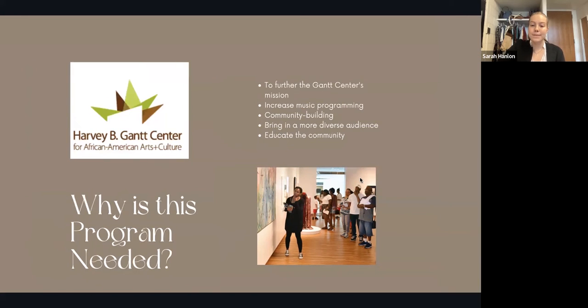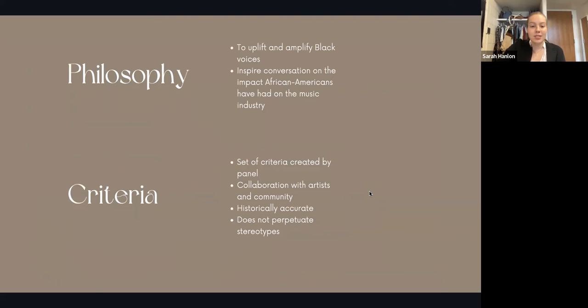So onto the philosophy and criteria. This program is in alignment with the mission of the Gantt Center in that it showcases the talents of African Americans and shares their experiences while also inspiring conversation on the subject of the impact African Americans have had on the music industry in the country. As a center whose goal is to uplift and amplify Black voices, this program is the perfect opportunity to do that by highlighting the impact of their music on the country.